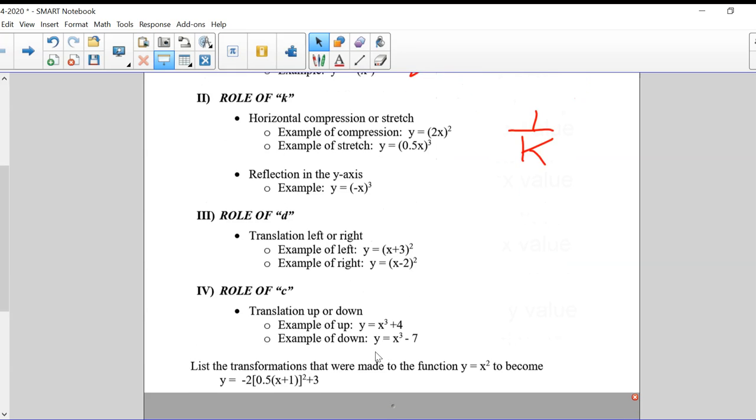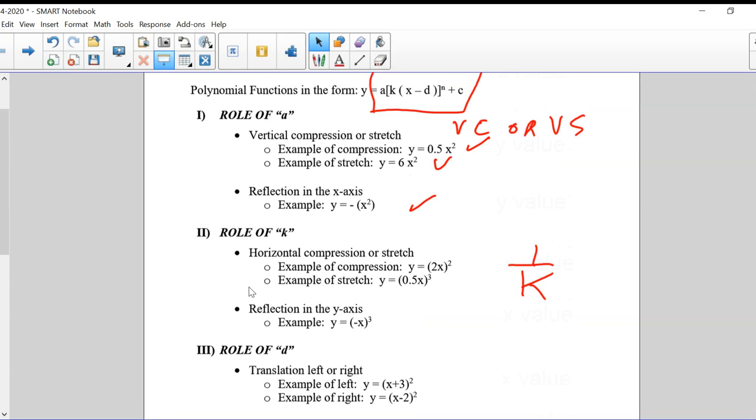Then we have the C on the end. That C makes the function shift or translate up or down. It's called a vertical translation up or down.